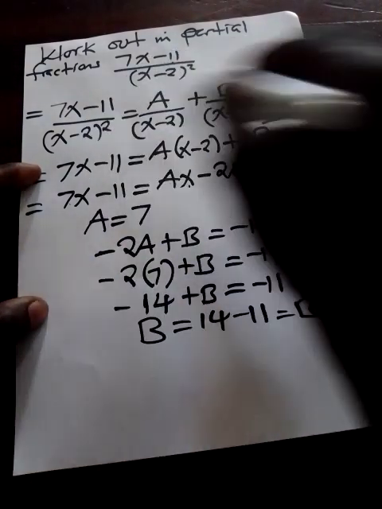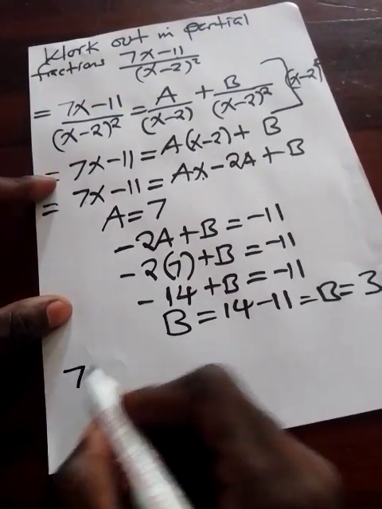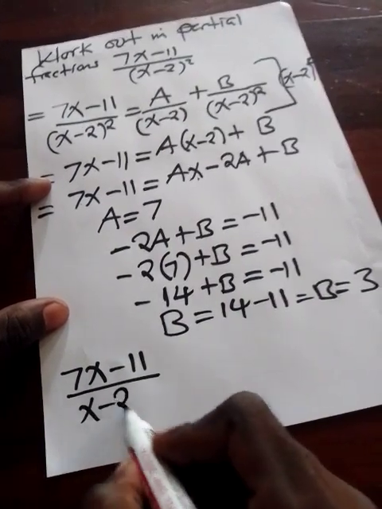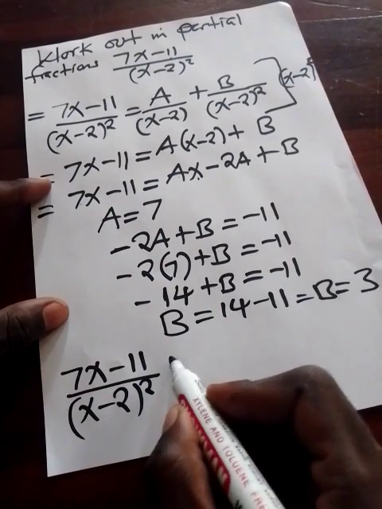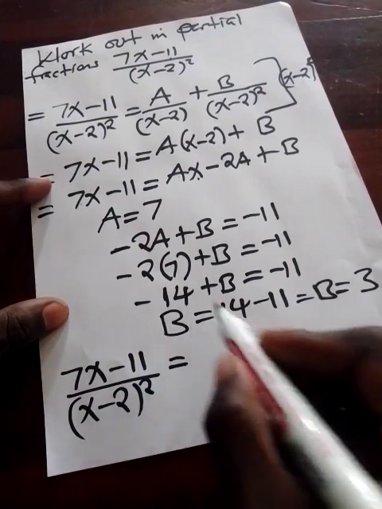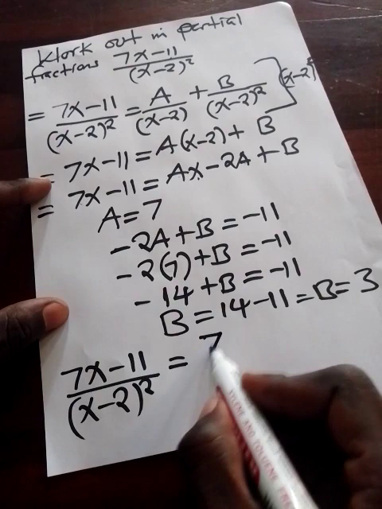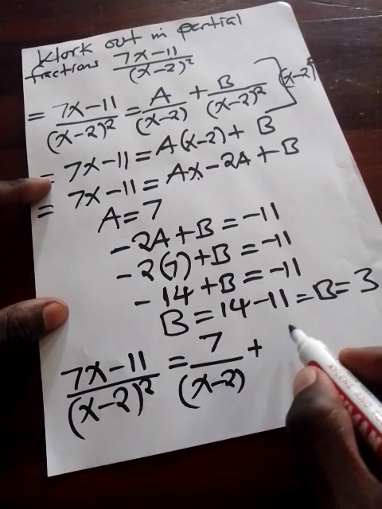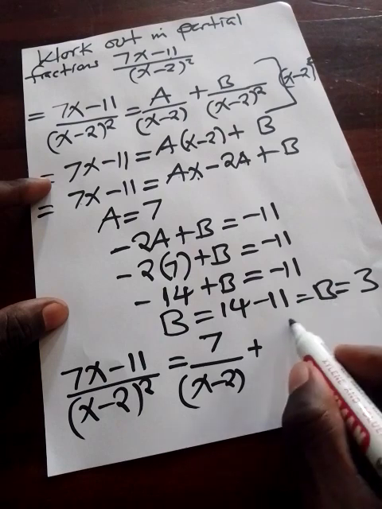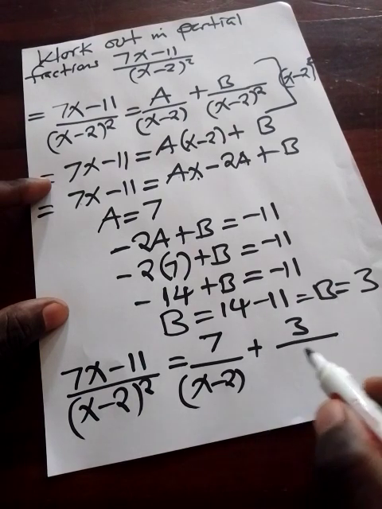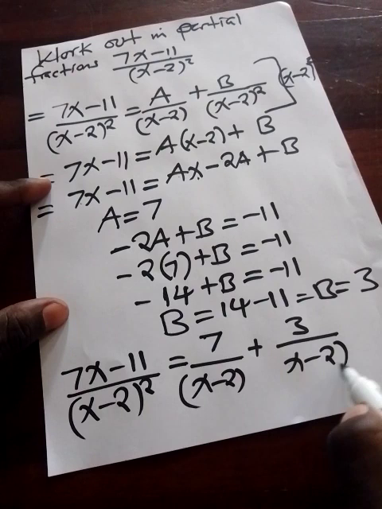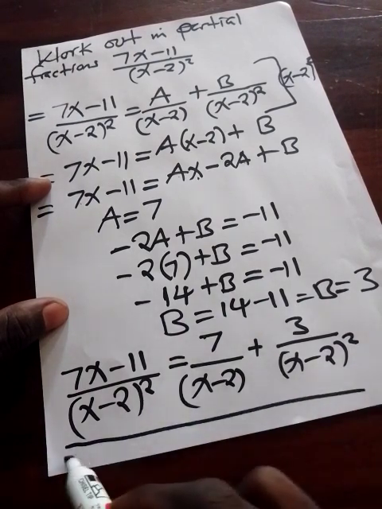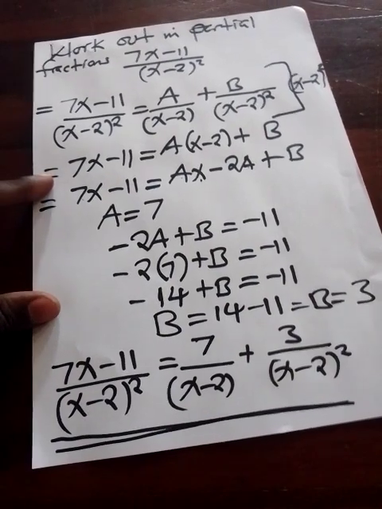Now we come back here and do the replacements. You have 7x minus 11 divided by x minus 2 in brackets squared, which is equal to, where there is A, we replace with the value, which is 7 over x minus 2. Then plus B, the value of B, that is 3, divided by x minus 2 in brackets squared. So we've resolved that one into partial fractions.